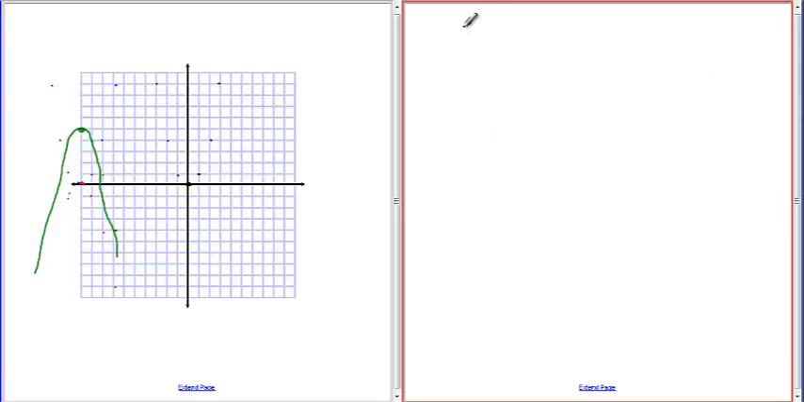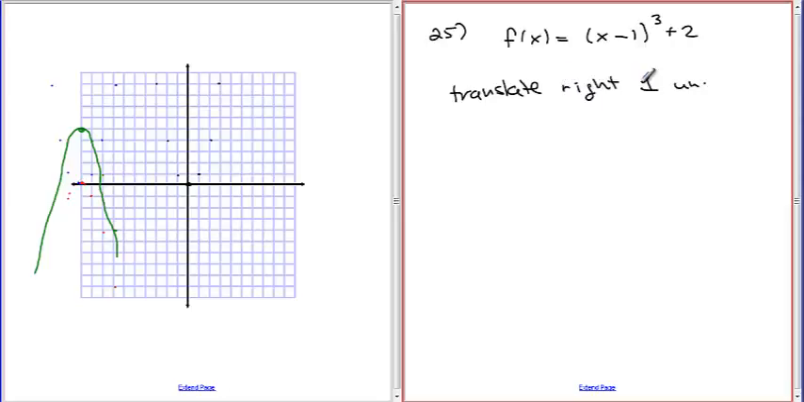Okay, next one, 25. f of x equals (x minus 1) cubed plus 2. So we're going to translate right 1 unit. We're going to translate up 2 units. And it's a cubic function.